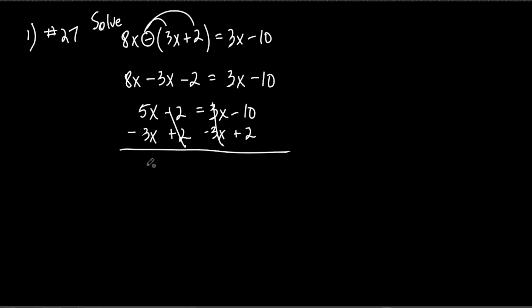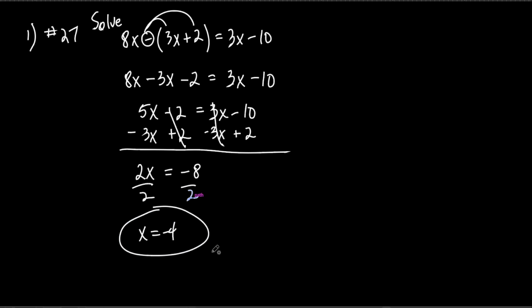5x minus 3x is not 4x. How did I get 4x? I don't know. That would be 2x. And that would be negative 8. Did I do that right this time? Okay. Divide by 2. x is negative 4. There you go. Now fact check me.